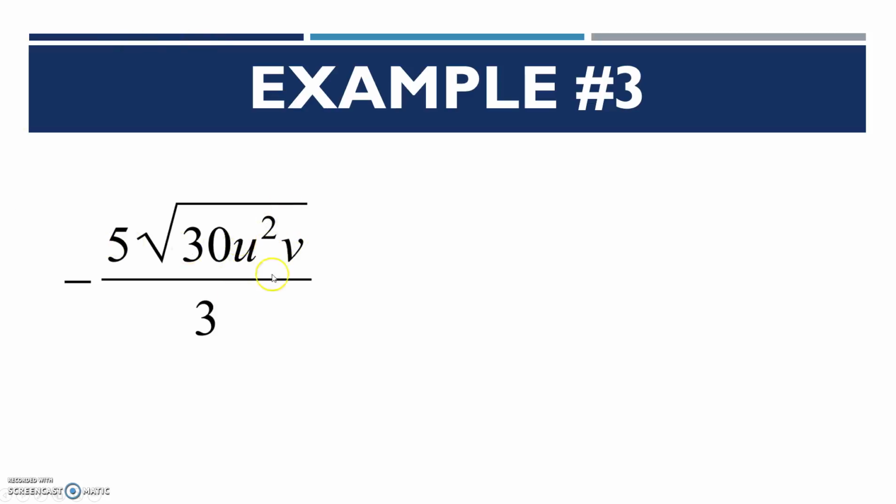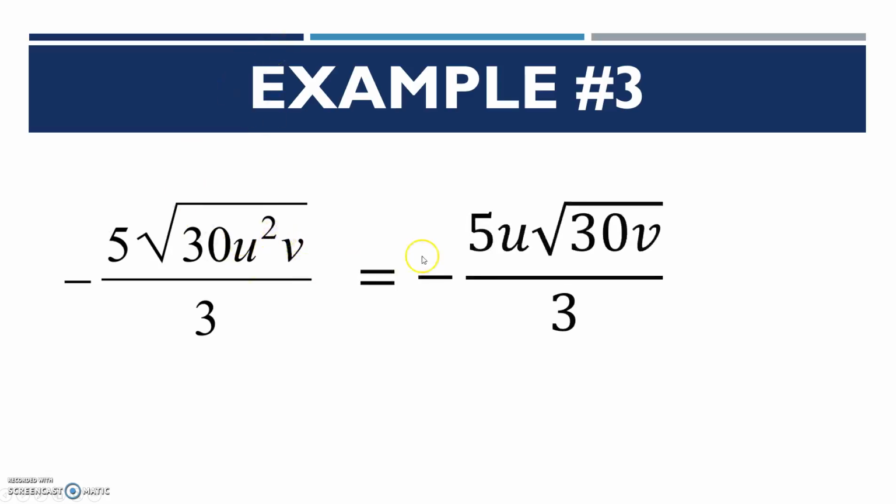And I see I have u squared. Well, 2 divided by 2 is 1. So I'm not going to take any numbers out, but I am going to take out one of the variables. The 30 stays inside, the v stays inside, and I can't go any further than what I have here. I'm not going to do 30 divided by 3 because one's in the radical and one is not. So this is a final answer.